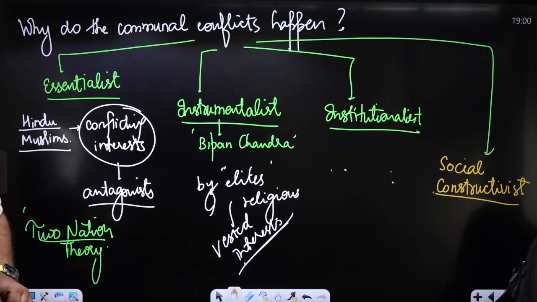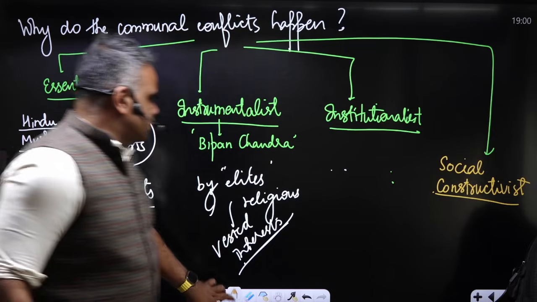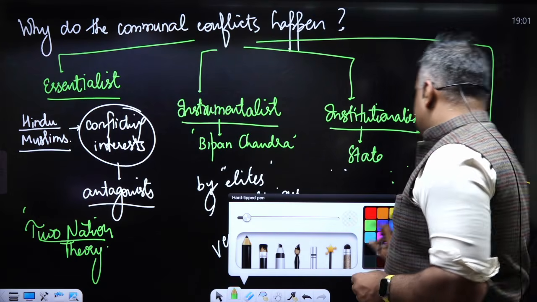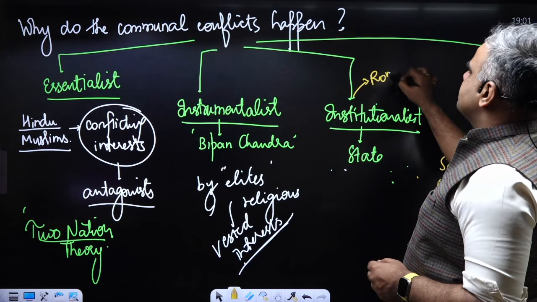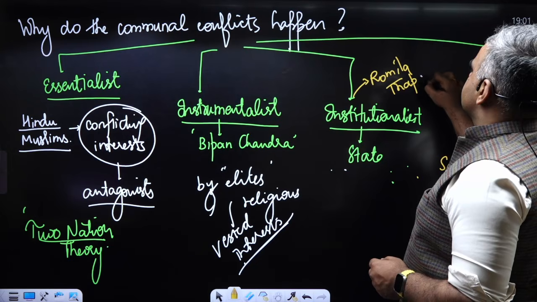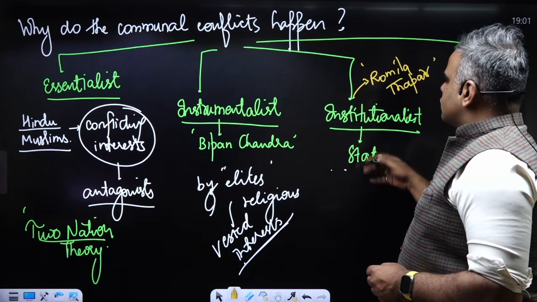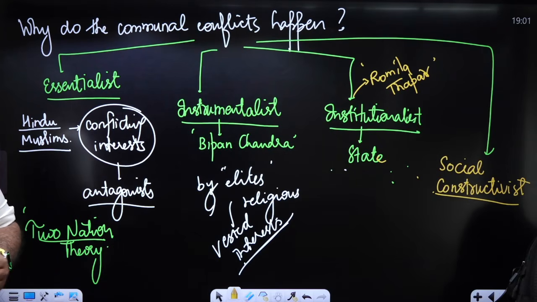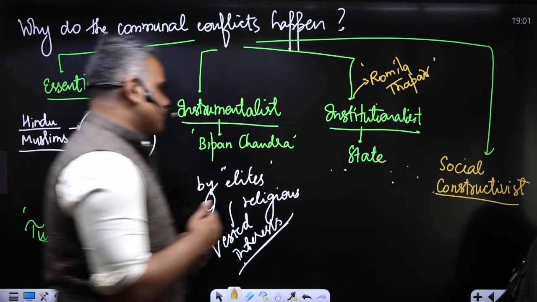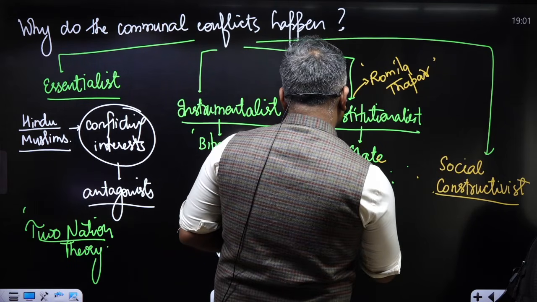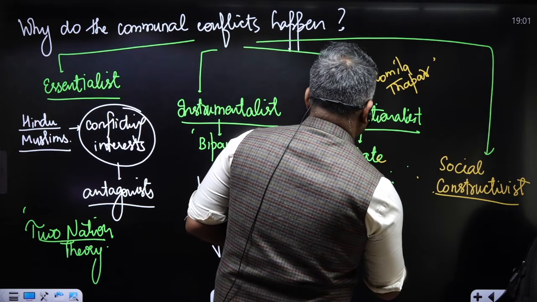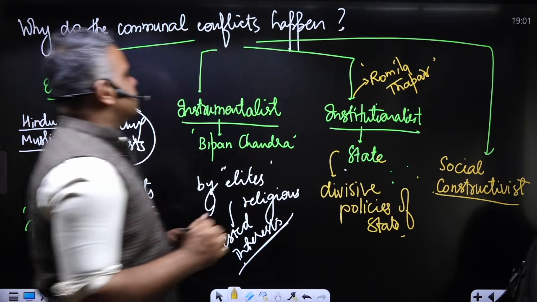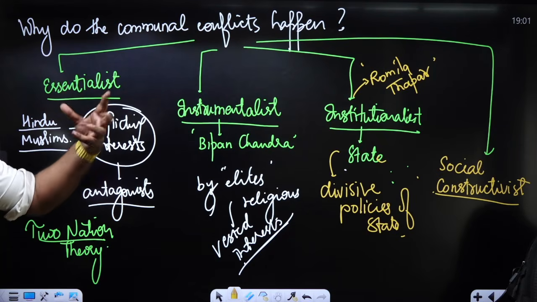Third, we look at the institutionalist theory. Here the focus is more on the state. For example, Romila Thapar would mention this theory. According to it, these communal conflicts are happening because of the divisive policies of the state. It is the state which creates the divide. The divisive policies of the states are what ultimately lead to the creation of these conflicts. Communal conflicts are happening because of divisive politics.